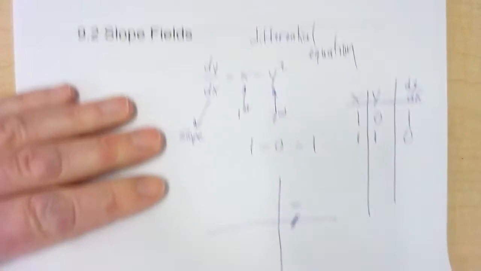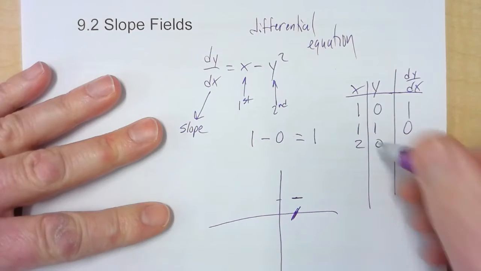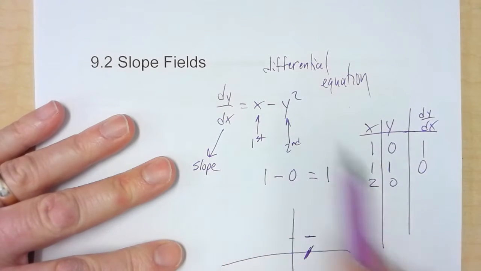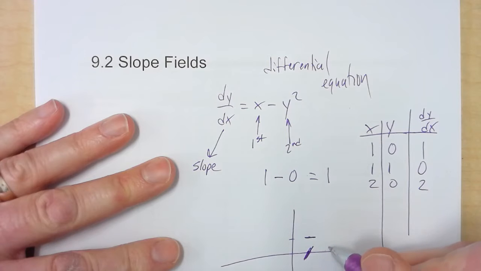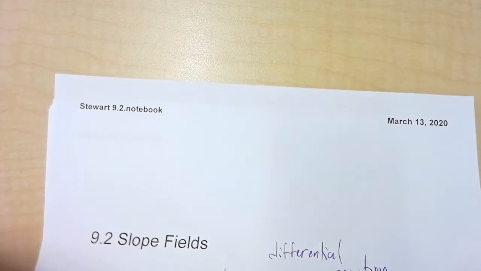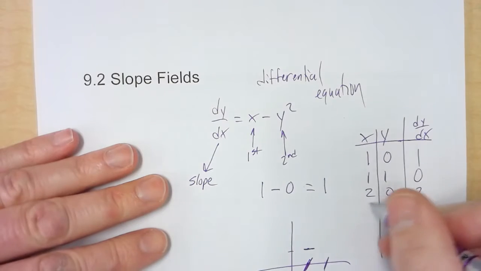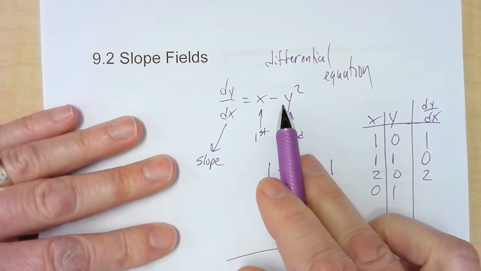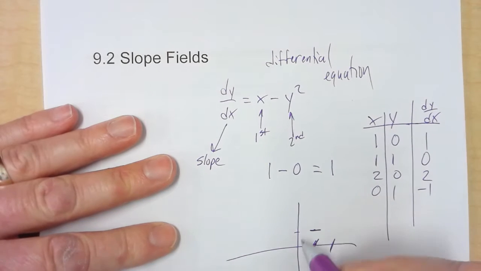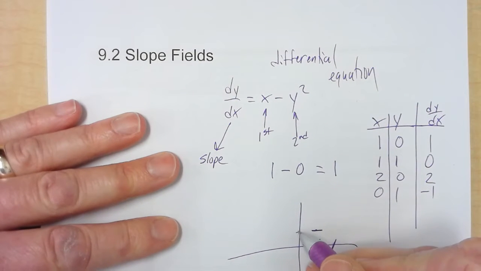2, 0. So I'm going to put in 2, 0. So that would be 2 minus 0, which is 2. So as we go to 2, 0, it's going to be a steeper slope. So as we move this way, it's going to be a steeper slope. All right, next point that I'm going to put in is 0, 1. You put in 0 and then 1 there. It'd be 0 minus 1, so it'd be negative 1. So 0, 1 is right here, and it's going to be a negative 1 slope.